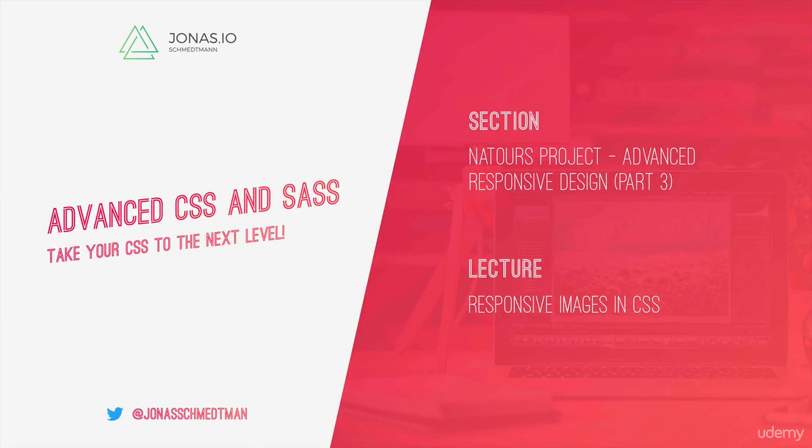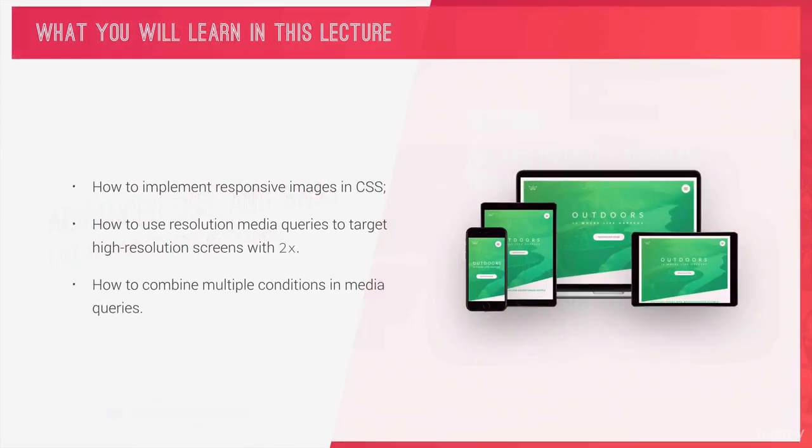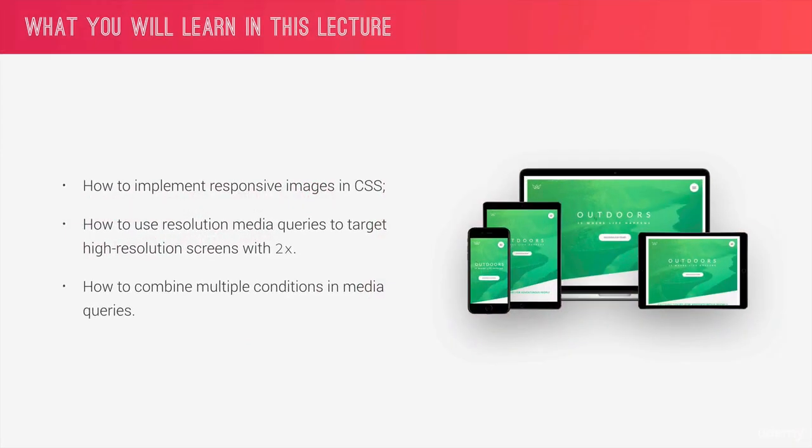Welcome back. So the final piece in the puzzle of responsive images is to implement them in CSS now. And so in this lecture, you're going to learn how to do exactly that by using media queries to target high-resolution displays. Plus, I'll show you how to combine multiple conditions in media queries, which can be quite handy sometimes, especially when trying to implement responsive images.